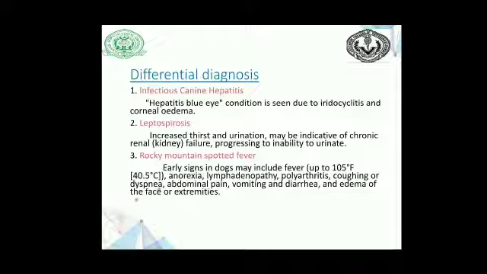This disease also needs to be differentiated from Rocky Mountain spotted fever, where signs like fever, anorexia, lymphadenopathy, polyarthritis, coughing or dyspnea, abdominal pain, vomiting and diarrhea can be seen. But the most important thing to be differentiated from canine distemper virus is edema of the face and extremities, which is not seen in canine distemper virus.